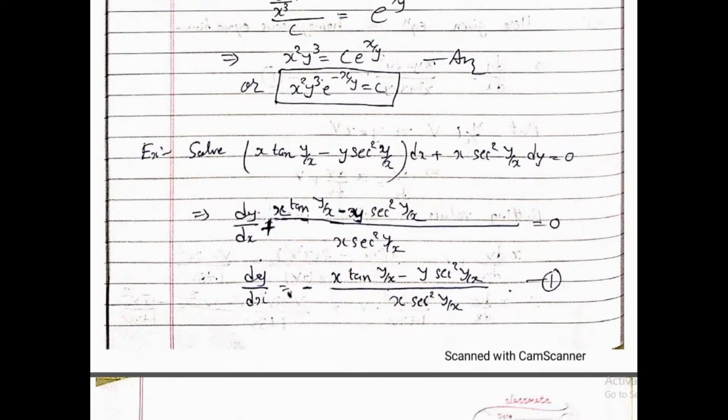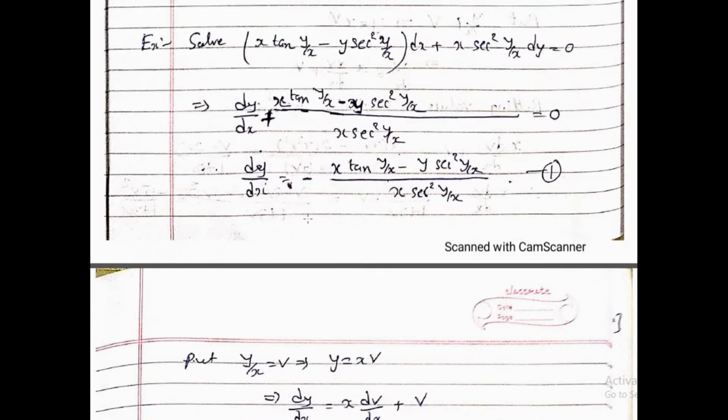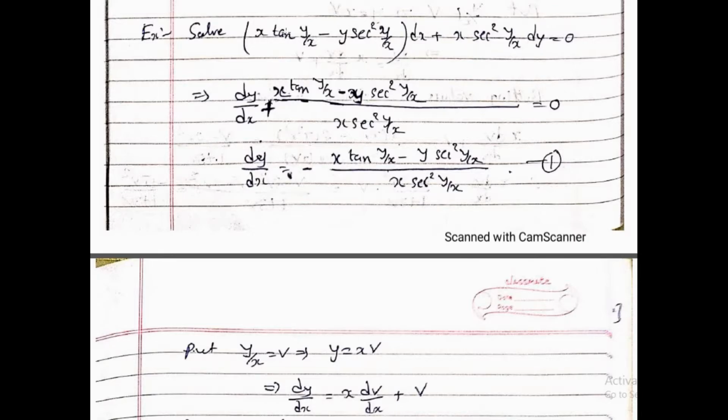In the same manner, we are going to take another example. Solve (x tan(y/x) - y sec²(y/x)) dx + x sec²(y/x) dy = 0. Now see, this is a homogeneous function of degree 1, this is a homogeneous function of degree 1, this is also a homogeneous function of degree 1.